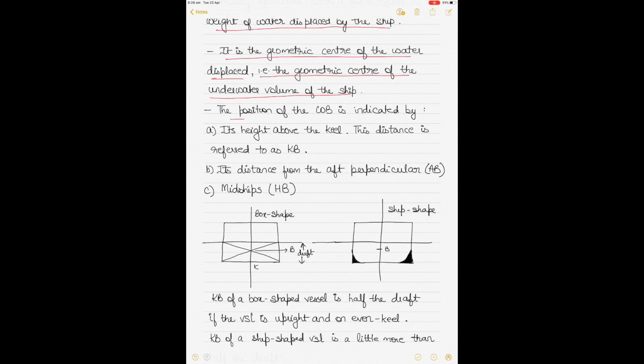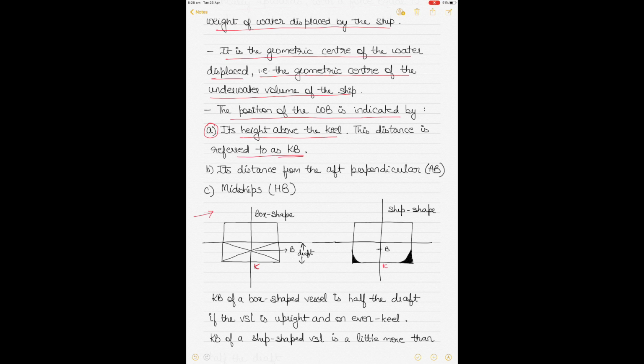The position of the center of buoyancy is indicated by 3 indicators. The first indicator is the height above the keel. The height above the keel is referred to as KB, where K is the keel. You can see here in the figure, K is in the center of the figure, and K is referred to as the keel of the ship, that is the bottom of the ship.